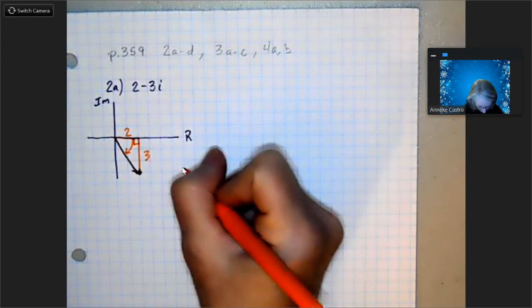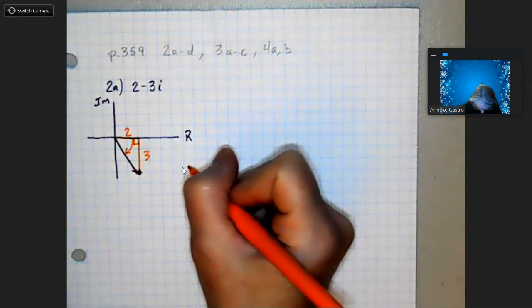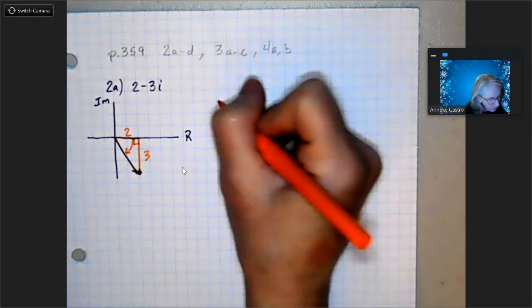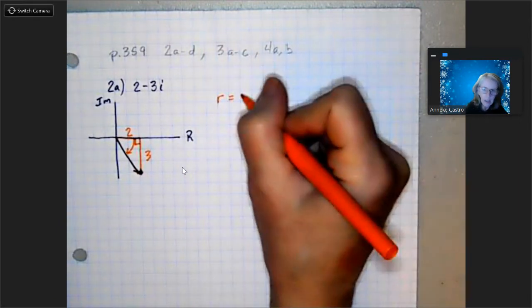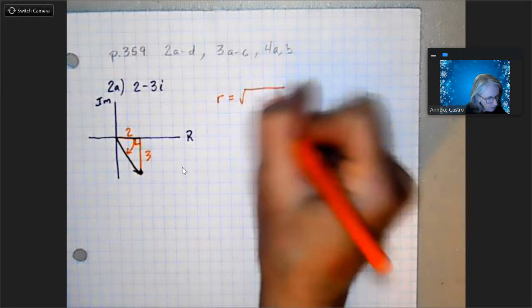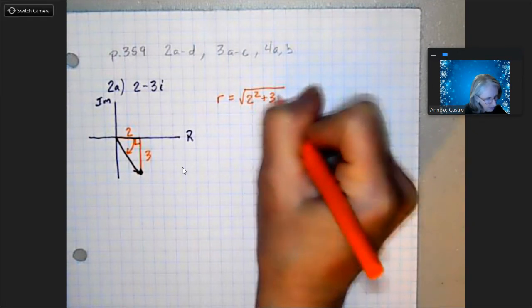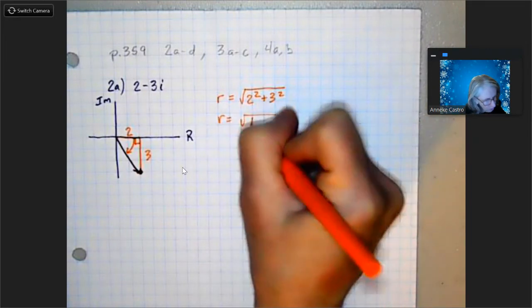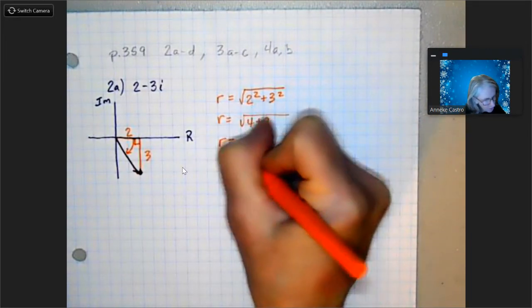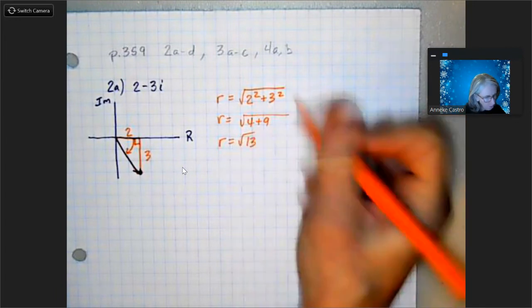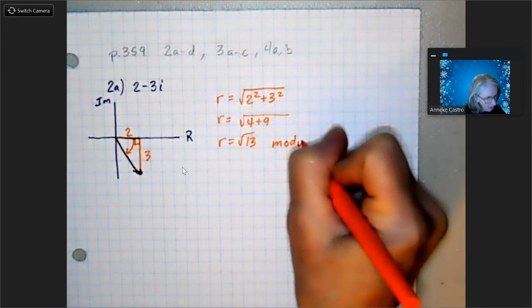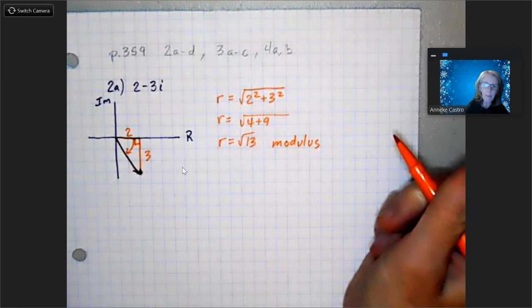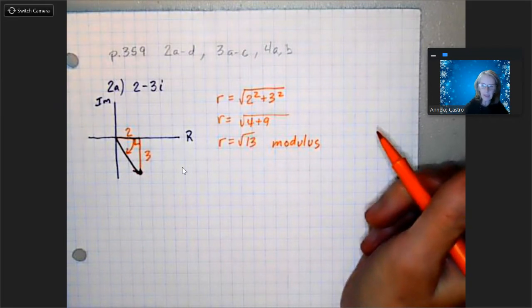And when we do, let's see, what letters are they using in here? This is also called the modulus. We're going to call it R. Okay, so to find R, we do the square root of 2 squared plus 3 squared. And so that simplifies to the square root of 4 plus 9, which gives us the square root of 13. So that is our modulus. When we were doing vectors, we called that the magnitude. So you can think of it as really the same thing.